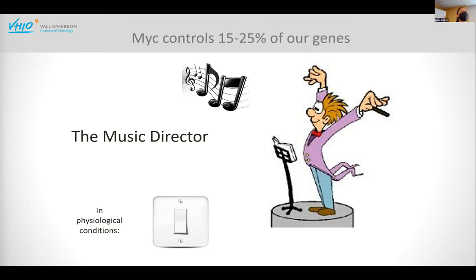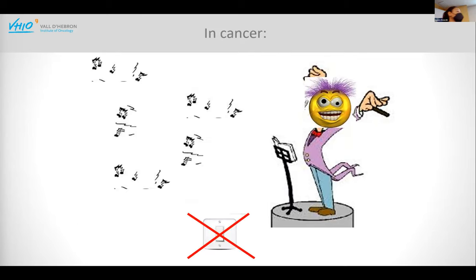It instructs the cells to divide. And then when the job is done, MYC basically gets degraded. It's usually around only for 20 minutes, does its job, and it disappears. However, in cancer, this is not true. This switch is completely lost. And MYC is around all the time and basically instructs the cells to keep proliferating even when they don't have to proliferate.